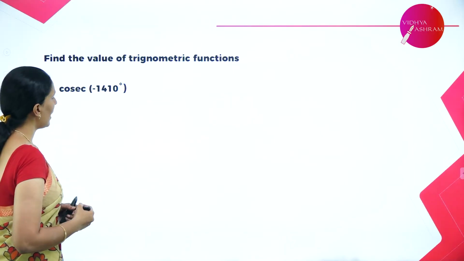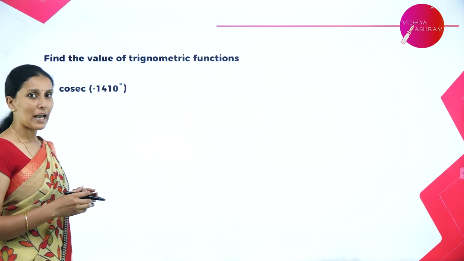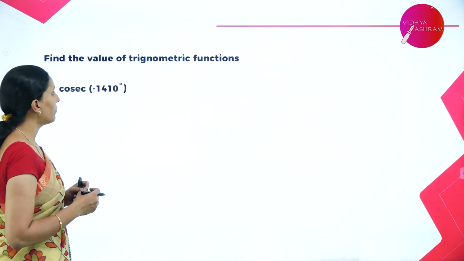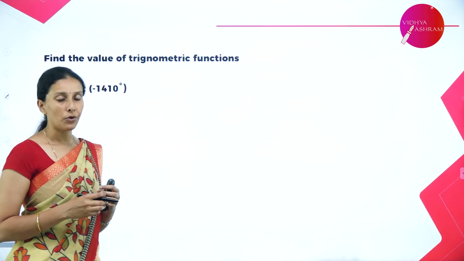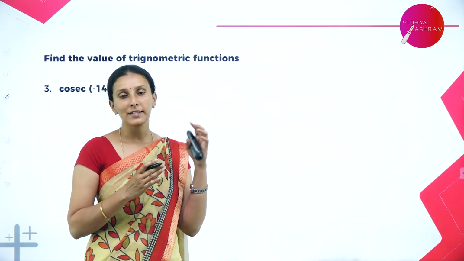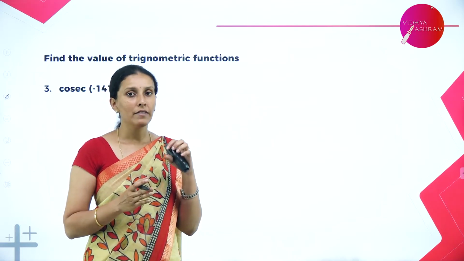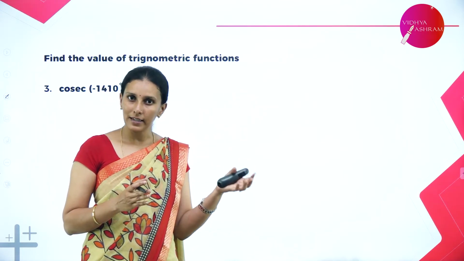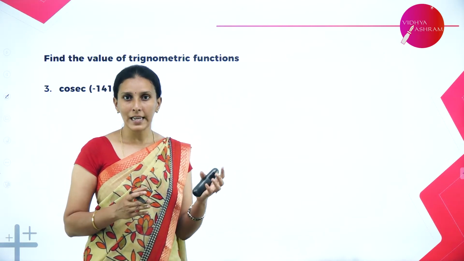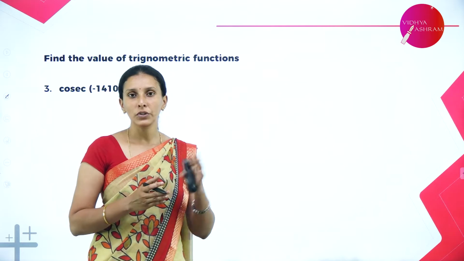Next question, find the value of the trigonometric function. So, here the angle is given. So, this angle can be written in the form of allied angles. Now, how? Cosecant minus 1410 degree. I already told you, always express the angles in the form of 2n pi plus or minus x, because it is same as plus x or minus x. So, when you have sine 2n pi plus x, it is same as sin x. When you have cos 2n pi plus x, it is same as cos x. So, any angle can be represented as a sum of multiples of 360 plus any angle.